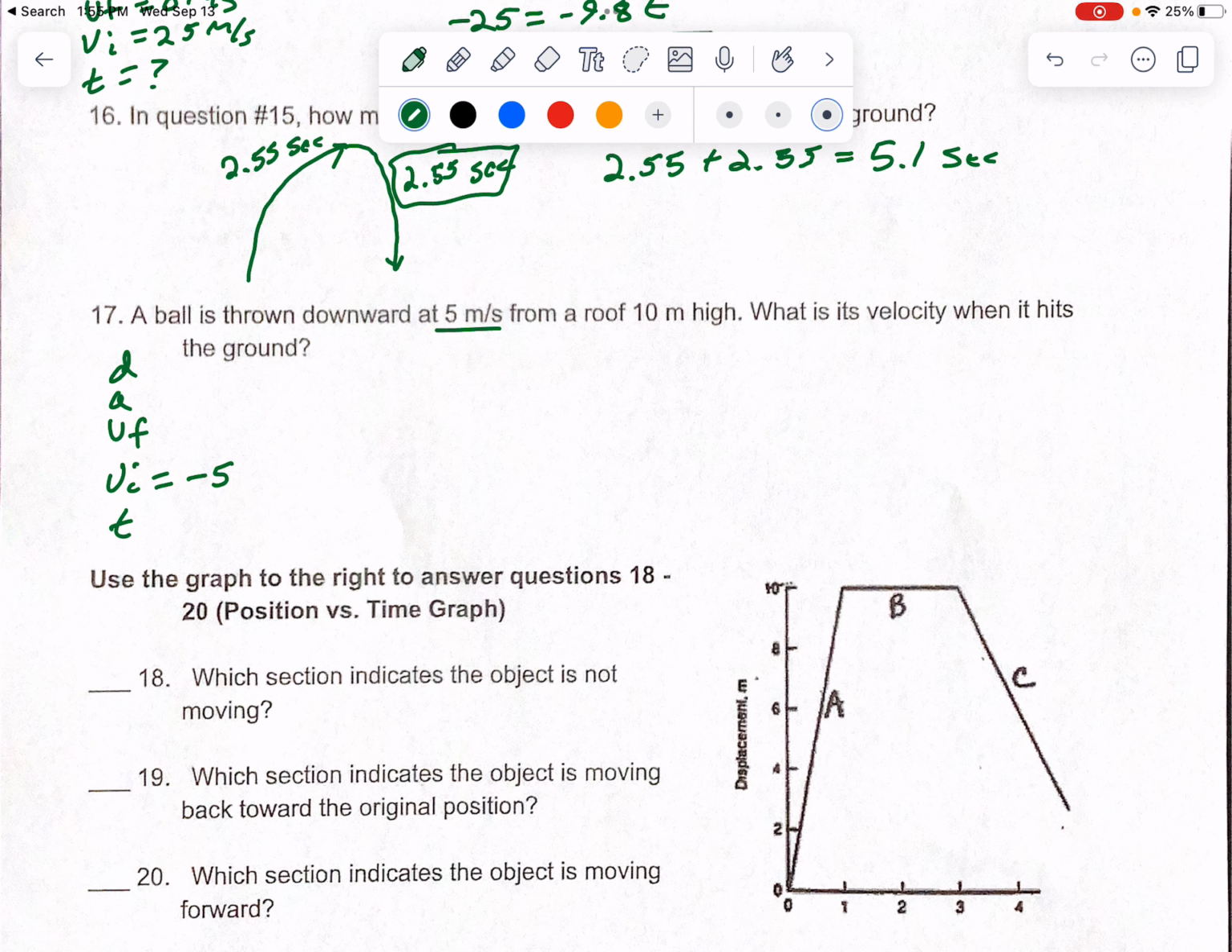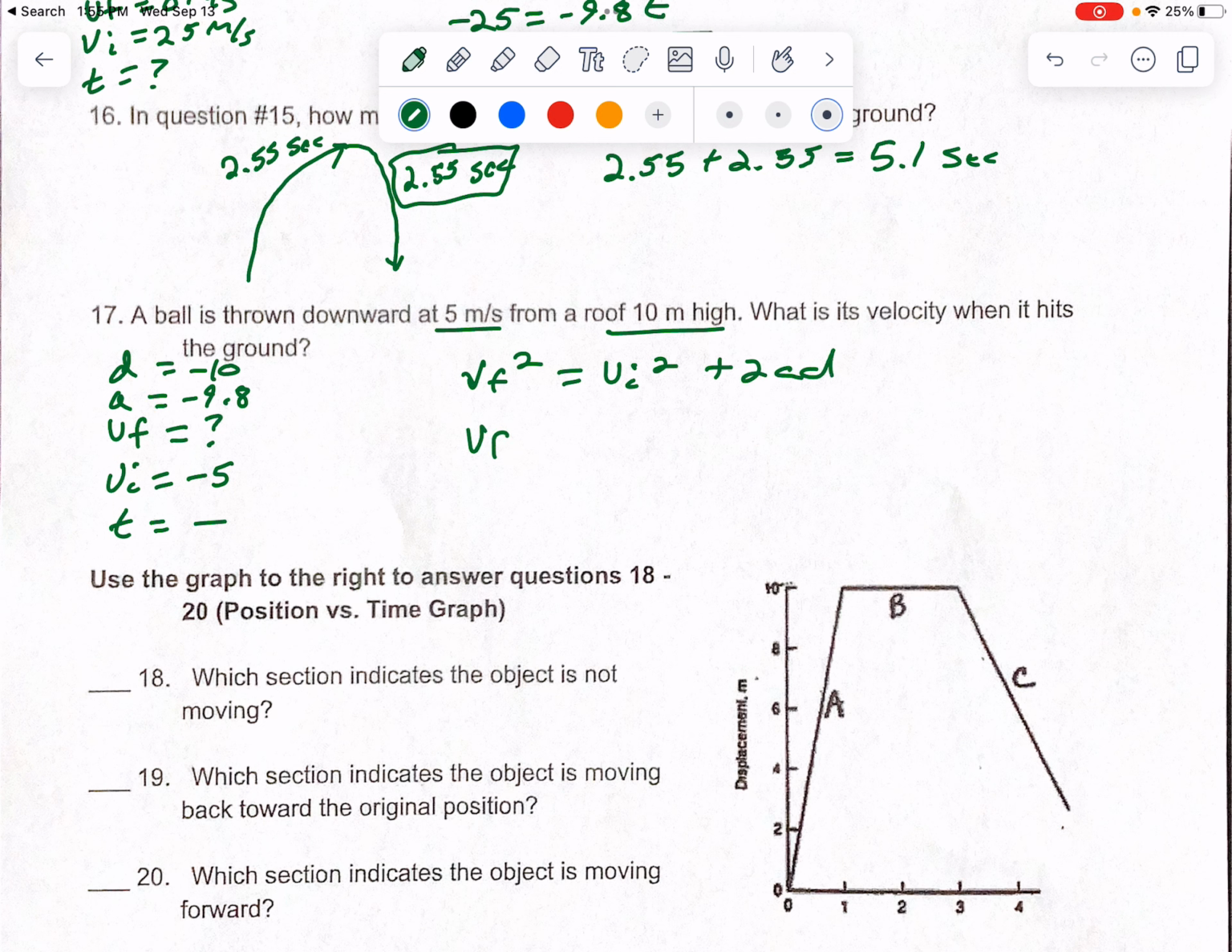And I want to know what is the velocity when it hits the ground, so that means you're looking for VF. Gravity is present, so negative 9.8 is your acceleration. And since I'm falling from a 10-meter height, or going downwards 10 meters, that distance is technically negative 10. So that means time we did not care about. So we're going to use VF squared equals VI squared plus 2AD.